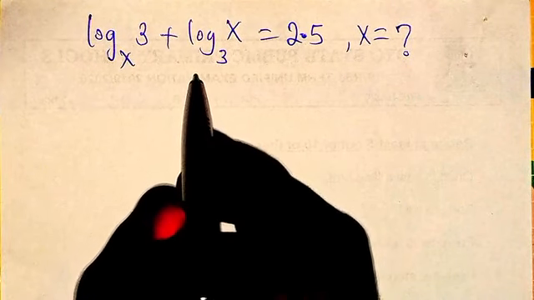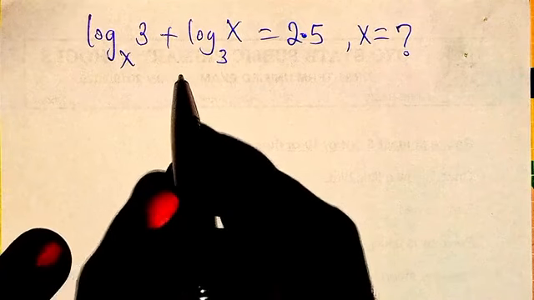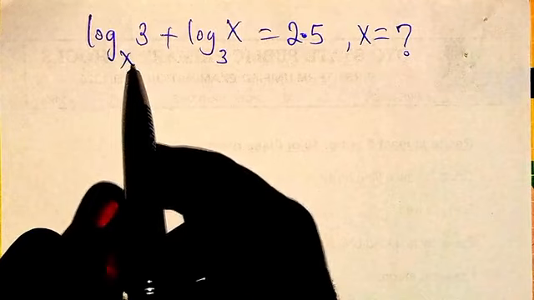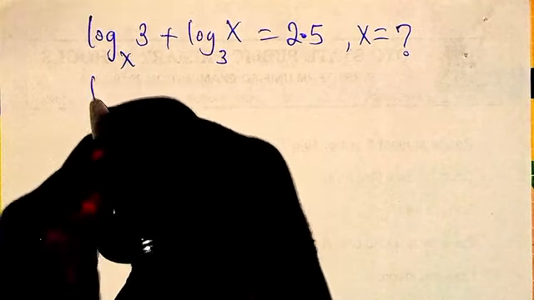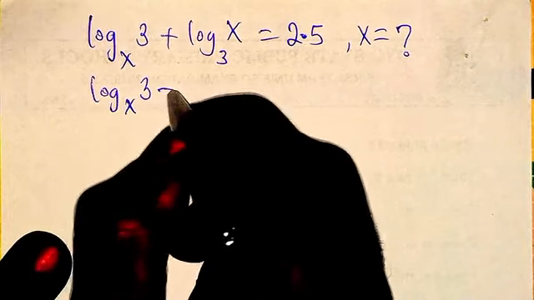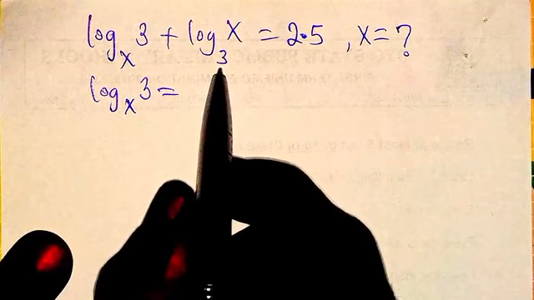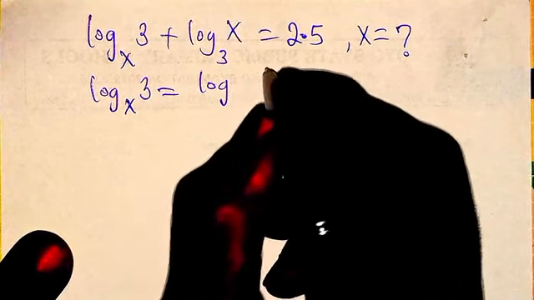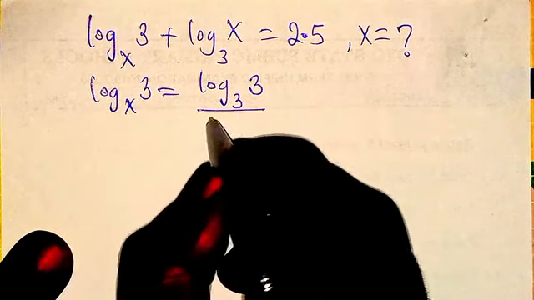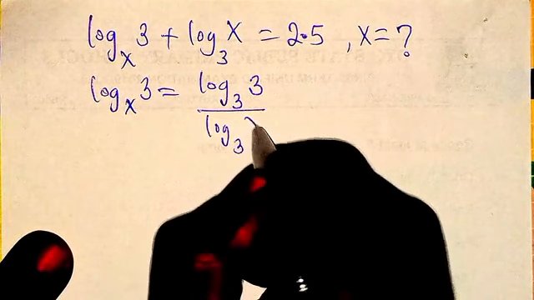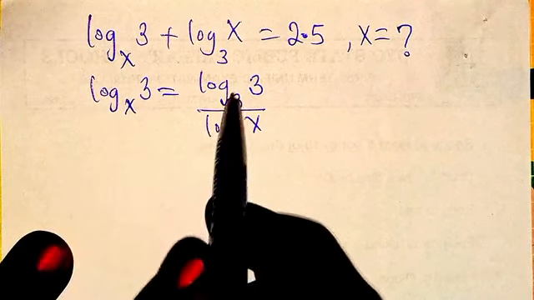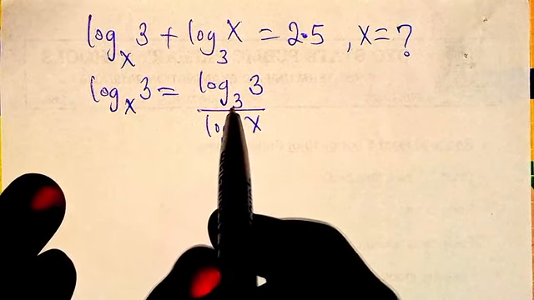So now what we are going to do is apply change of base. We want to change this base here, which is x, to base 3. So I want to change the entire first term, log base x of 3, to base 3. This is what I'm going to have: log base 3 of 3, what we have there before, divided by log base 3 of x. So the entire first term of this equation will be this, right?